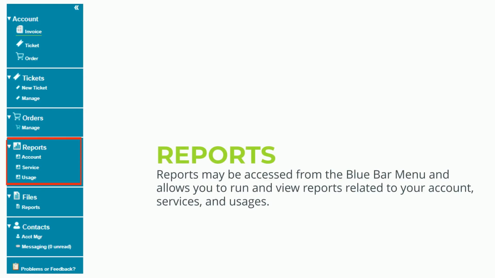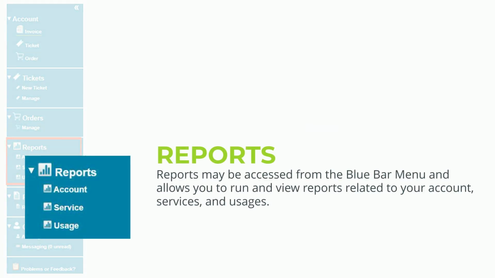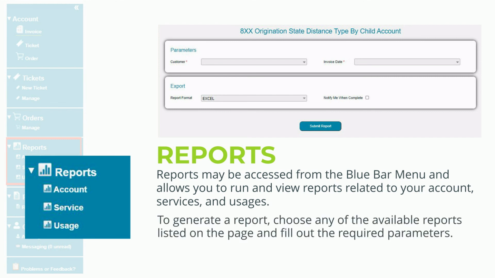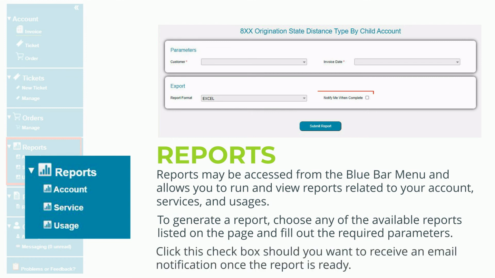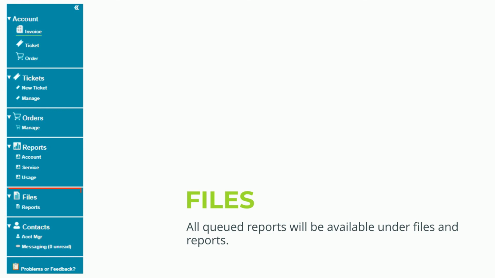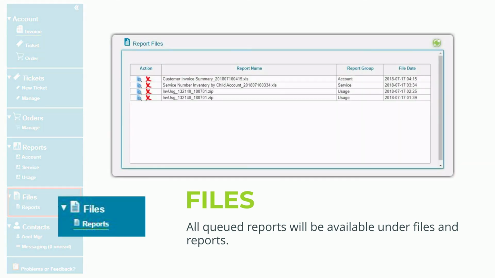Reports may be accessed from the blue bar menu, and allows you to run and view reports related to your account, services, and usages. To generate a report, choose any of the available reports listed on the page and fill out the required parameters. Click this checkbox should you want to receive an email notification once the report is ready. All queued reports will be available under Files and Reports.